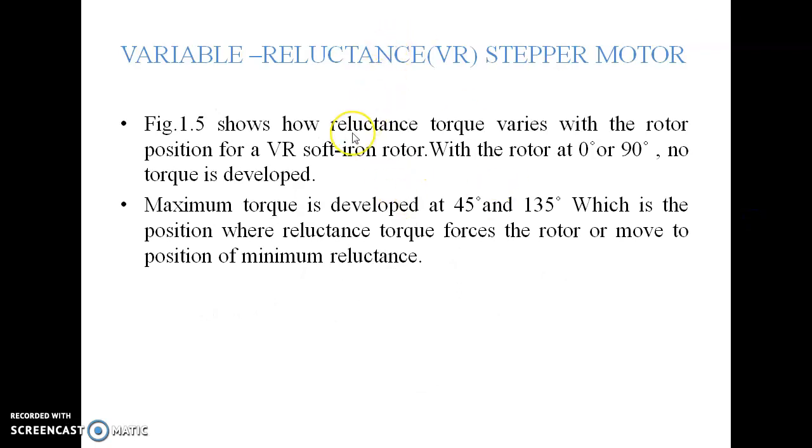So this figure shows how reluctance torque varies with the rotor position for a variable reluctance soft iron rotor. With the rotor at 0 degree and 90 degree, no torque is developed. We have seen already, maximum torque is developed at 45 degree and 135 degree, which is the position where reluctance torque forces the rotor to move to the position of minimum reluctance.